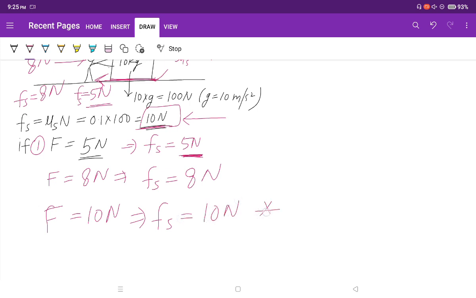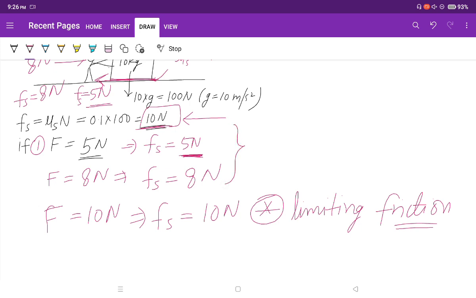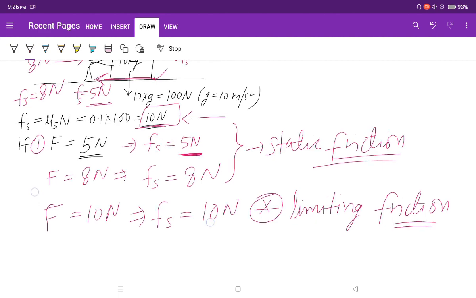Now this is the special case. We say this as limiting friction or limiting value of friction. These two cases are what? Static friction, the frictional force required to keep the block in a static condition.